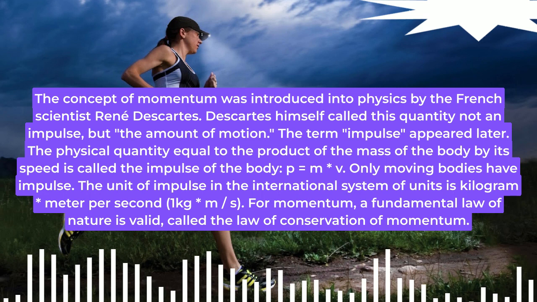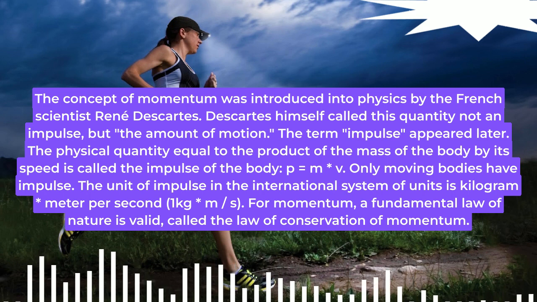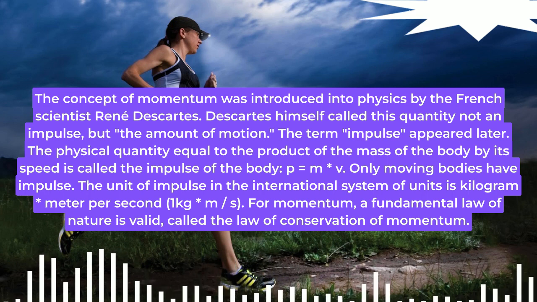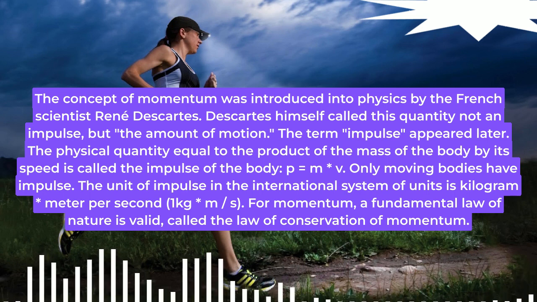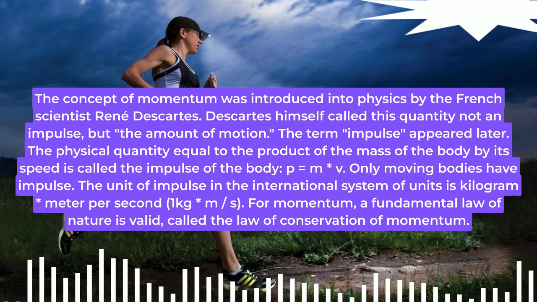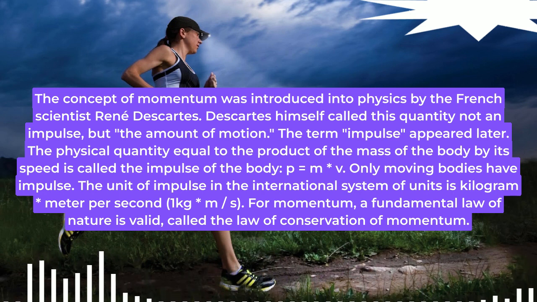The concept of momentum was introduced into physics by the French scientist René Descartes. Descartes himself called this quantity not an impulse, but the amount of motion. The term impulse appeared later. The physical quantity equal to the product of the mass of the body by its speed is called the impulse of the body, P equals m*v.